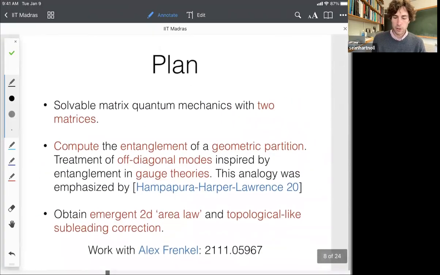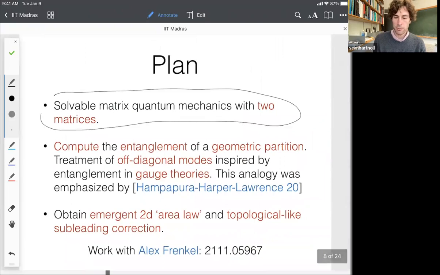So to do that, I'm going to introduce a solvable matrix quantum mechanics with two matrices so that I really just have a model to work with. And I'm going to just compute the entanglement of a geometric partition. And the way we're going to treat the off-diagonal modes is going to be inspired by entanglement and gauge theories.